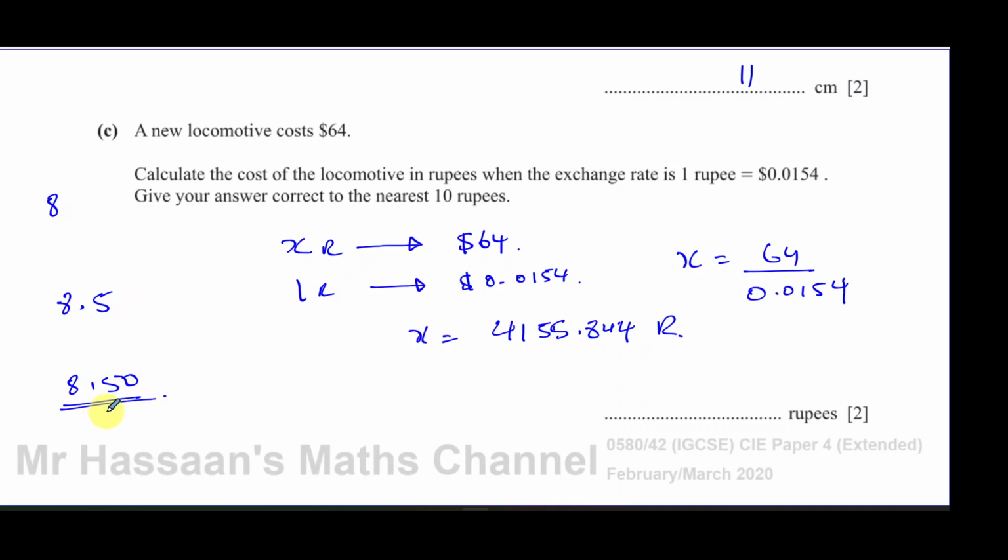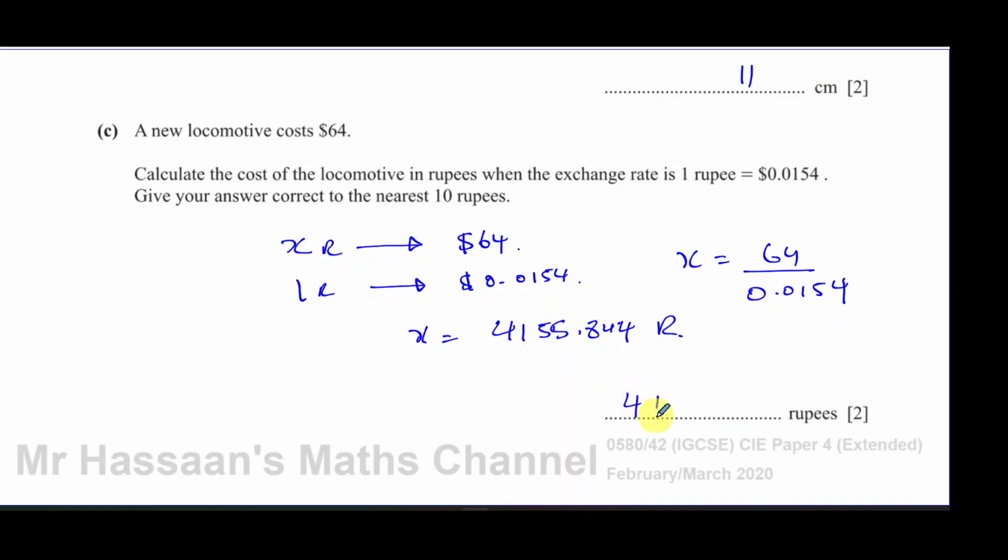If it's more than that, you round it to 2 decimal places. Okay, that's for currency. But of course, this question is stating otherwise. It says, give your answer correct to the nearest 10 rupees. Because of that statement, now we must round it to the nearest 10 rupees. So we look at the position of the tens, which is this position over here, where this 5 is. What's after is a 5, so it becomes a 6.